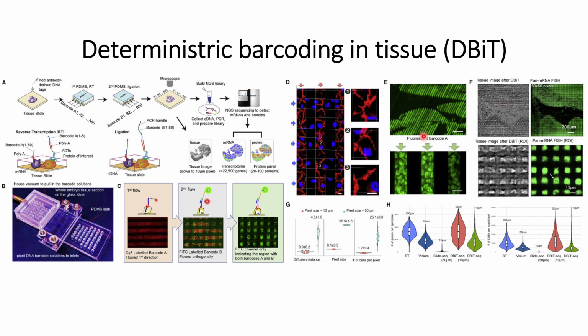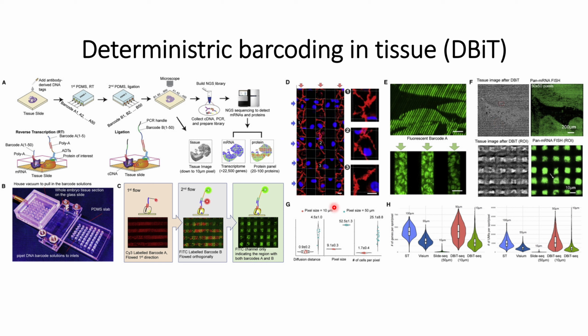So at different macro channel width, they can also see that the fluorescence labels, fluorescence barcode A will not leak from one channel to another channel. And when they did the actual tissue imaging using DBiT, they can see that in that also the FITC channels are just in the square box, and there is no leakage of one channel into another channel, and that can be seen in this panel F.